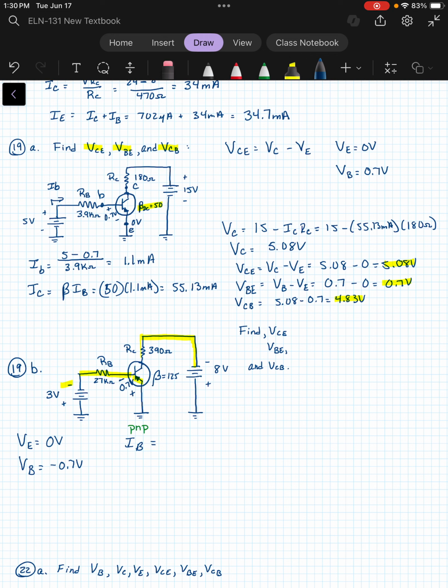Okay, so to find IB, remember on this side we have a -3, so -3, and then on the other side we have a -0.7 of RB, and then we're going to divide by 27 kiloohms. So -3 minus a -0.7 is the same thing as -3 plus 0.7, or -2.3. Okay, let's calculate what this would be.